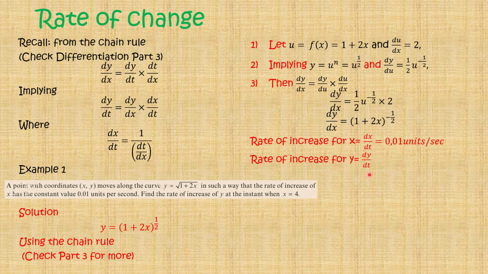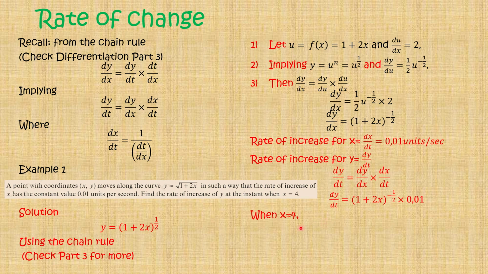Now, we have dy/dt from the formula on the left-hand side being given as dy/dx times dx/dt. Now, we are going to substitute for the dy/dx, which we obtained when we used the chain rule. So we are going to have (1 plus 2x) to the power minus half times the rate of change of x, dx/dt, which is 0.01. So multiplying those, we are going to get that.